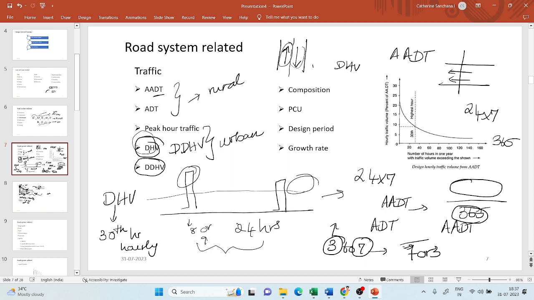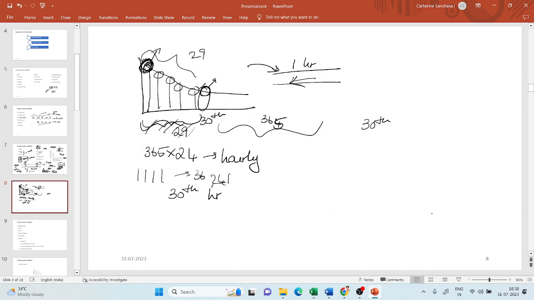Moving on to PCU. The composition here will also play a role. As I said, each vehicle will have a different performance. A tractor trailer combination will have a different turning radius, okay, when compared to a single truck. So the performance will depend on the composition of traffic. So the composition will also play an important role in the geometric design of highways.